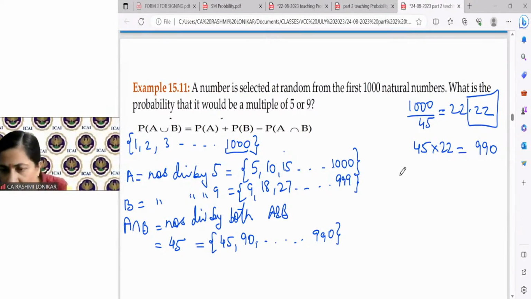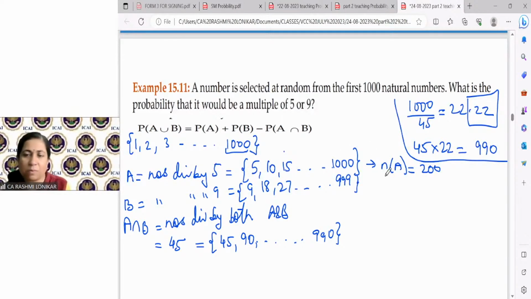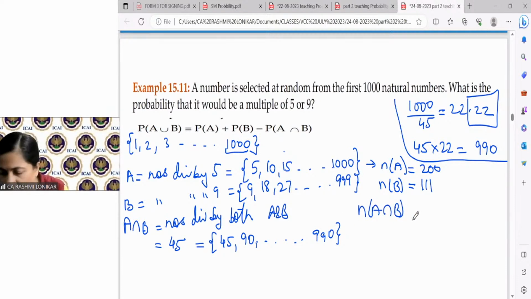Now how much will be n of A? I have these numbers, so how many numbers will be there? n of A will be 1000 divided by 5, so this is 200. The last number is 1000, divided by 5. You're getting this? n of B will be 999 divided by 9, which is equal to 111. And n of A intersection B is 990 divided by 45, which is 22.